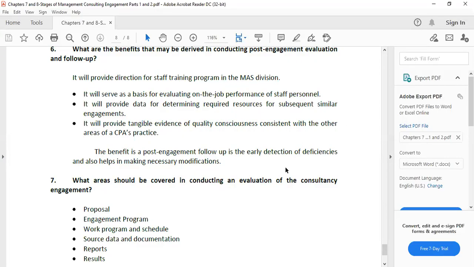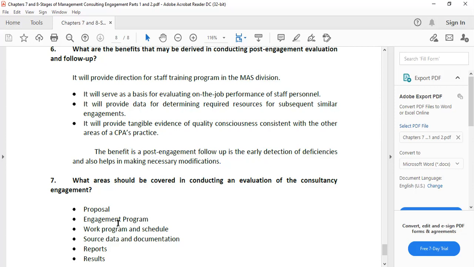Next question could be: what areas should be covered in conducting an evaluation of the consultancy engagement? So we have the following items. We have the proposal, the engagement program, the work program and schedule, source data and documentation, reports, and results. So these are the areas that we have to look into in the evaluation. Proposal, remember, is going to list down our objectives, our purposes, the scope of our work, even the cost of the consultancy engagement or the advisory service. So that should be evaluated as well, to see if we were really able to hit that.